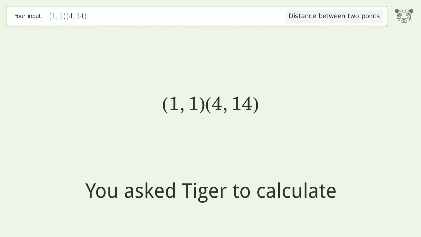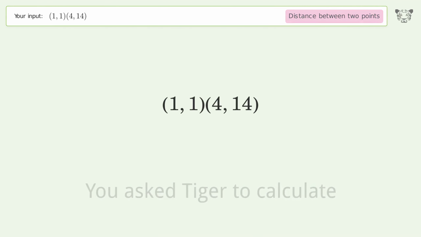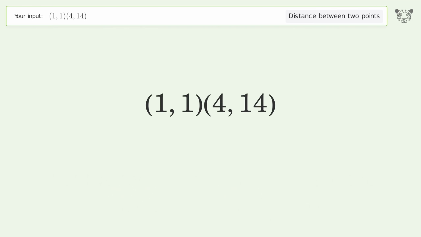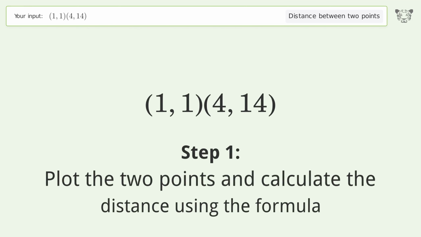You ask to calculate the distance between 2 points. The distance between the 2 points is the square root of 178, or 13.342. Let's solve it step by step. Plot the 2 points and calculate the distance using the formula.